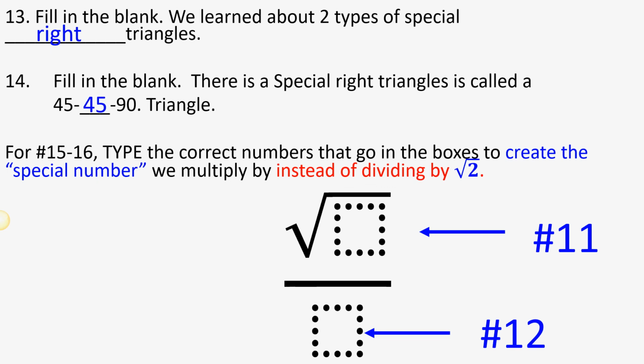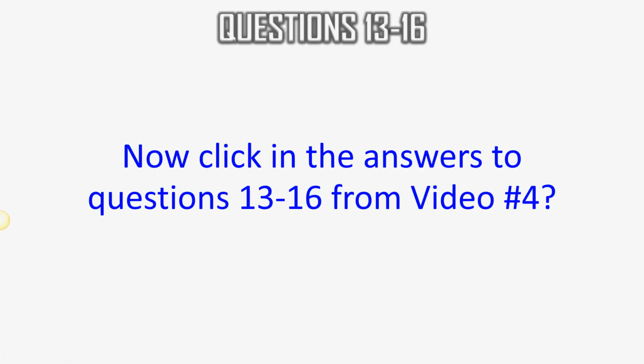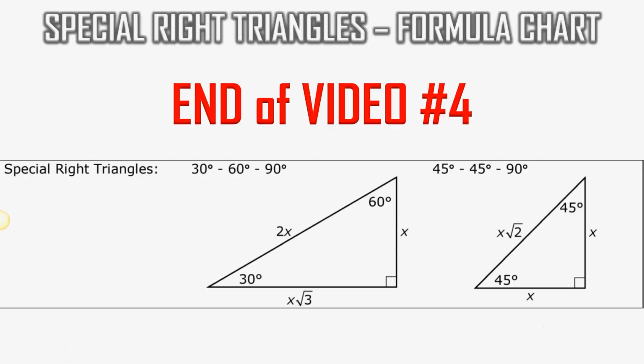And for the next 2, what was that special number that we're going to use? Instead of dividing by radical 2, I'm going to slide the radical to the top, pull that number down. It is radical 2 over 2. So you are just going to type the number 2 and the number 2. Don't put a radical symbol. It will be wrong. So click those answers in for video number 4.